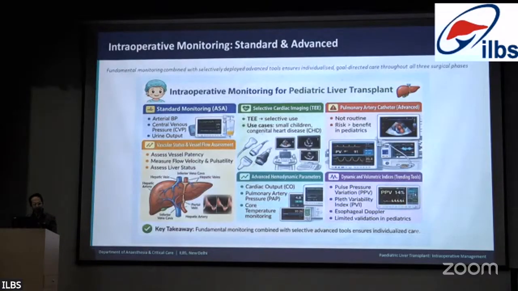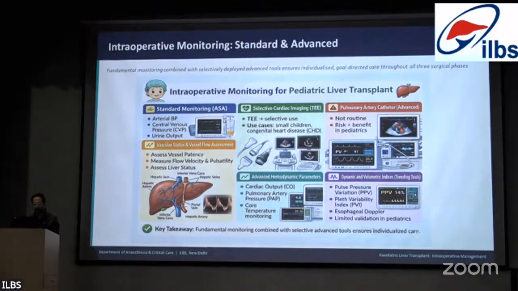Coming to intraoperative monitoring, we use standard ASA monitors. Along with that, we use arterial BP and central venous monitoring. Along with that, selective monitors are used in various conditions. TEE can be used in older children when patients have congenital cardiac disease. Pulmonary artery catheter is not used in all conditions. It is used in POPH. Again, a good pre-op evaluation will help to determine which monitoring is used when.